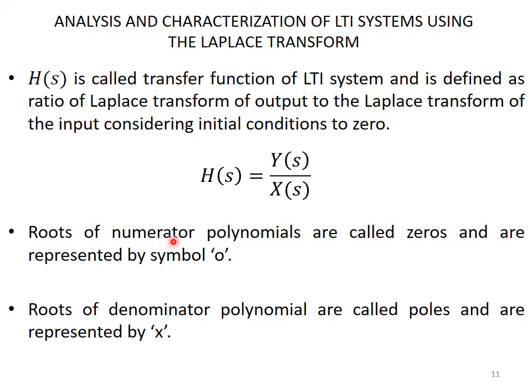So the roots of the numerator polynomial are called zeros and are represented by a small circle. Similarly, the roots of the denominator polynomial of the transfer function are called poles and are represented by a small cross sign. So poles are the roots of the denominator polynomial of the transfer function and represented by a cross sign, and zeros are the roots of the numerator polynomial and represented by a small circle.